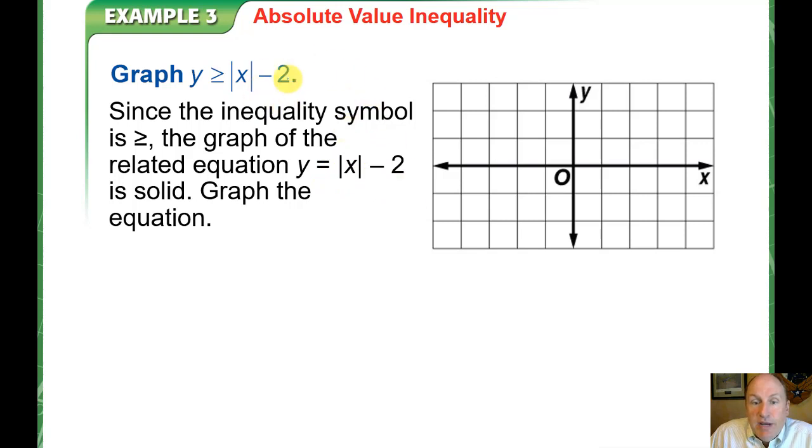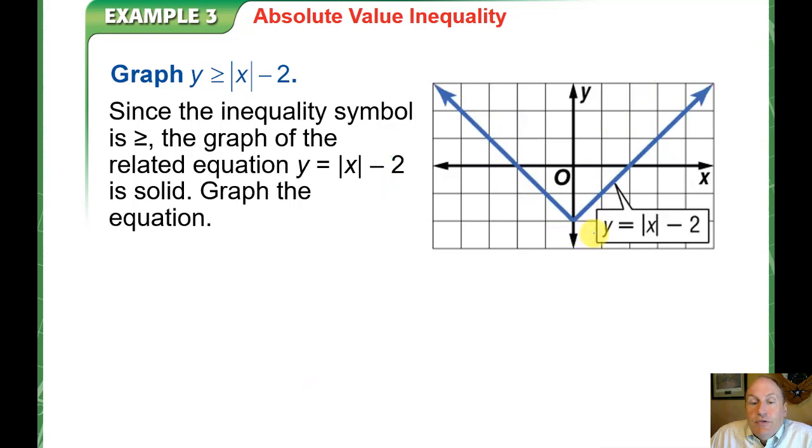Well, go back to our transformations. We have the parent function of the absolute value, which is that V sort of shape. And then we're shifting that down by 2 because we have the minus 2 there. So in the end, it's just the absolute value graph shifted by 2. So this is what the absolute value of x minus 2 as our boundary line looks like.